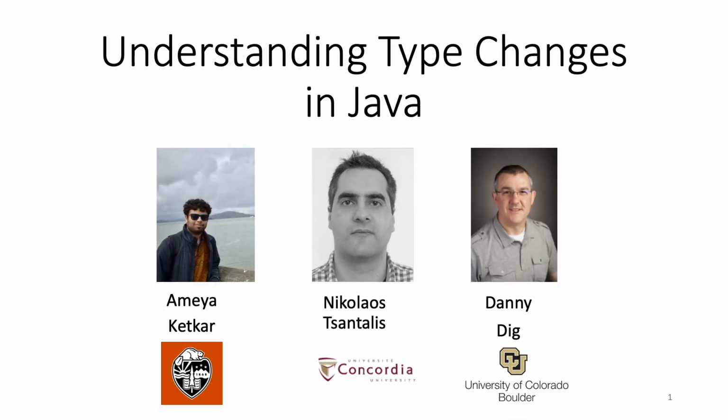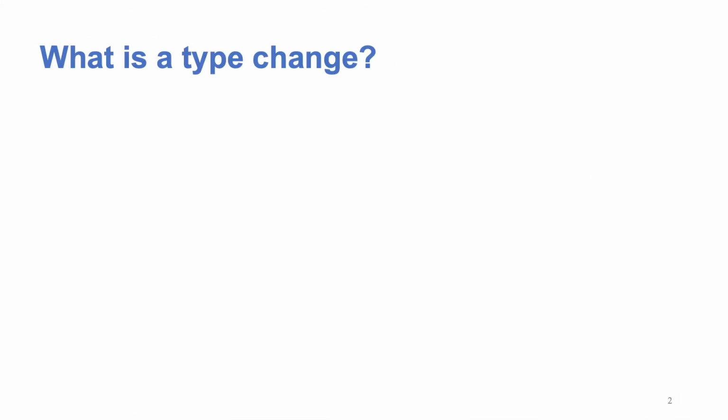Hello, everybody. I am Ameya Ketkar, a PhD student at Oregon State University, presenting my research on understanding type changes in Java. As developers, we have to keep evolving our code to make it more understandable, more efficient, or just to adapt to the new requirements.